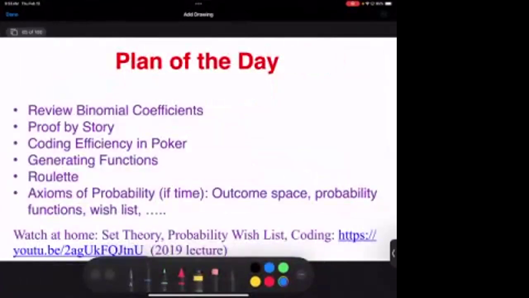I want to review binomial coefficients. Hopefully everybody has seen binomial coefficients before, either in Algebra 2 or in a pre-calculus or advanced mathematics class. And then I want to talk a little bit about how to handle some binomial coefficient identities by a technique that I call proof by story.